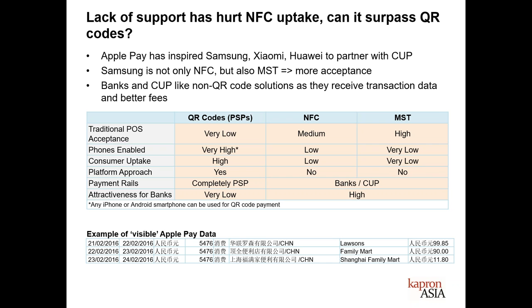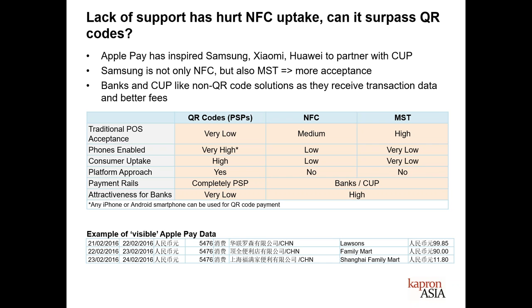Also, finally, I want to talk about attractiveness for banks. So I mentioned before, QR codes are not attractive to banks because QR codes are mostly used by PSP companies. But NFC and Apple Pay are very attractive for banks, because if you look at the table below, again, with this payment method, banks can see the data and can gather and collect the data.